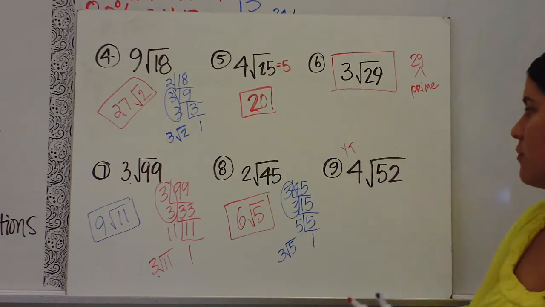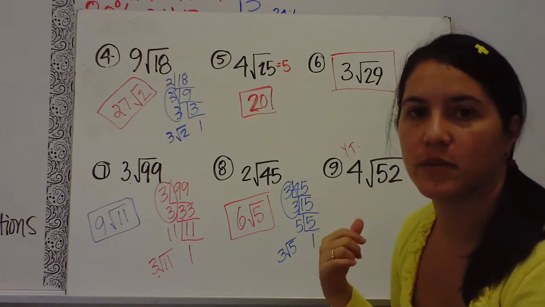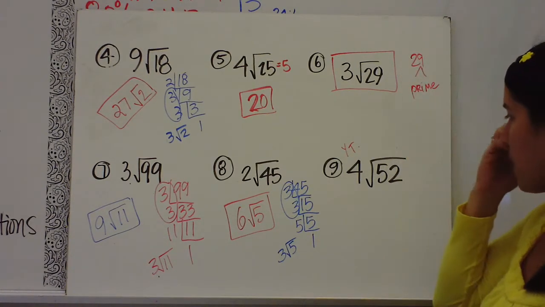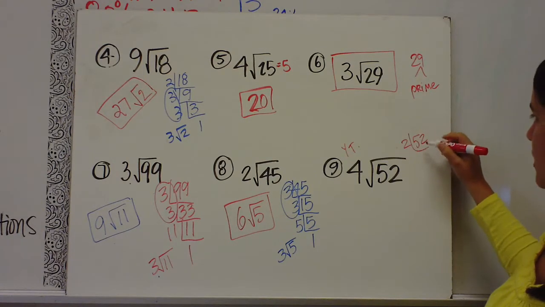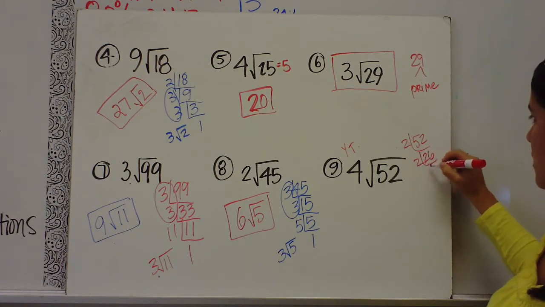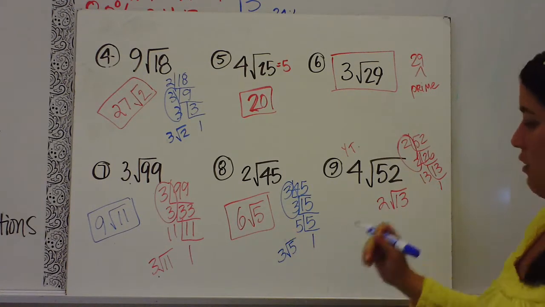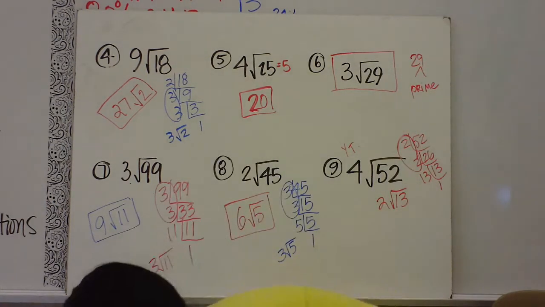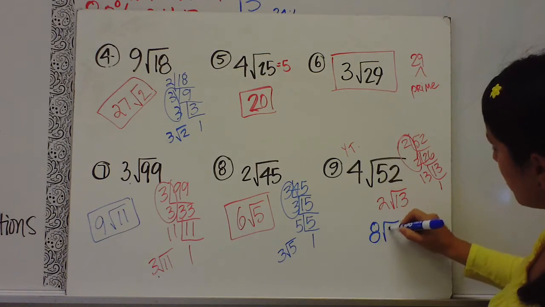Alright, so you try number 9. Try this one on your own. Press pause, and then press play when you're ready to see the answer. 2 would be 26. So 2 root 13. You multiply 4 and 2 together, so you have 8 root 13.